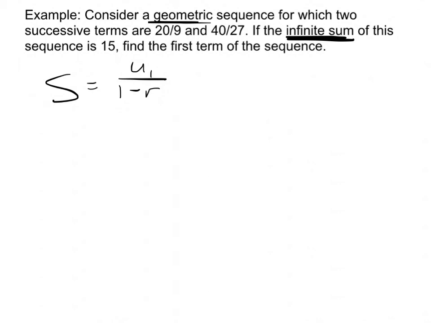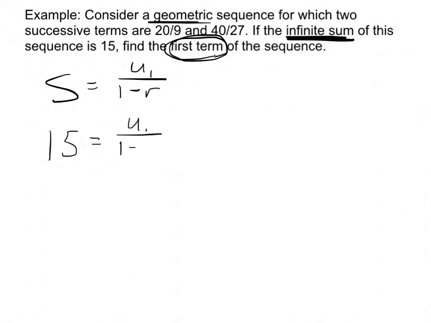Well, before I go through the problem, if you're feeling up to it, pause the video and try it out, it's really not that bad. If you can identify what you already know, you should be able to find out what you're missing and solve the problem. So they tell us that the infinite sum is 15. They want you to find the first term. Well, that means you're going to leave the u1 in there.